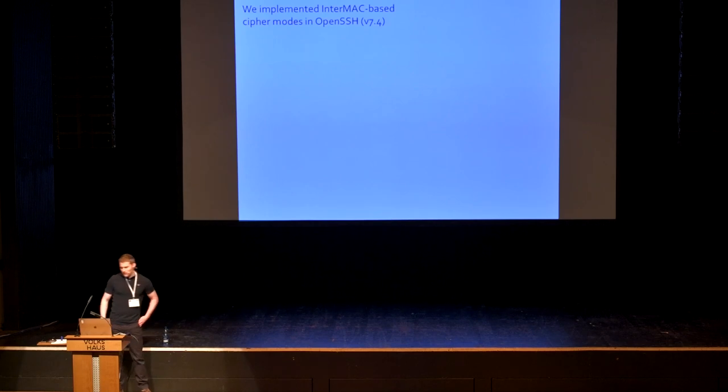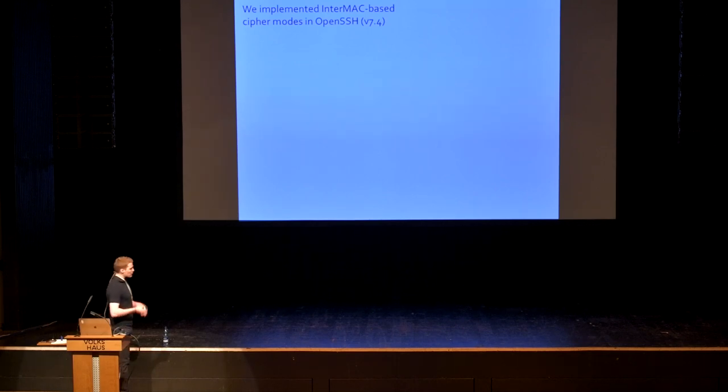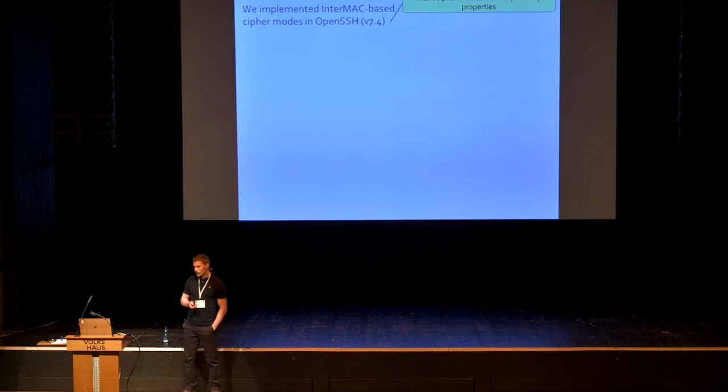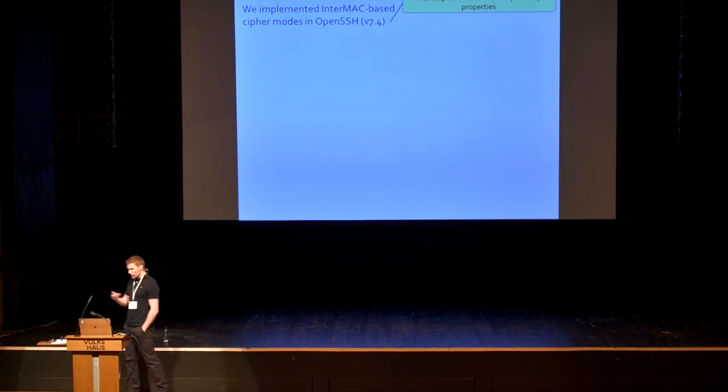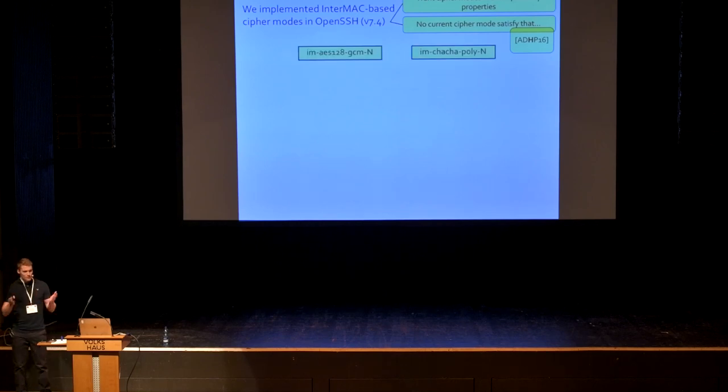All right. So now we have a library that implements InterMAC, and we have a library that uses different internal nonce-based schemes. So we took the library and we implemented InterMAC-based cipher modes in OpenSSH. The reason for choosing OpenSSH is that we believe that by the design of the protocol, it actually wants the security notions I presented before. But currently, none of the cipher modes actually satisfies them, at least not all of them simultaneously. So we implemented some for them.